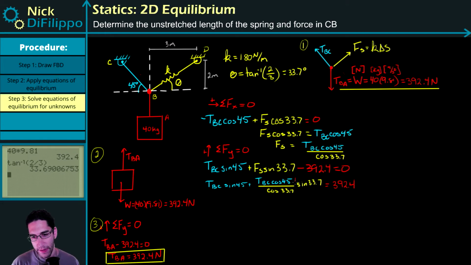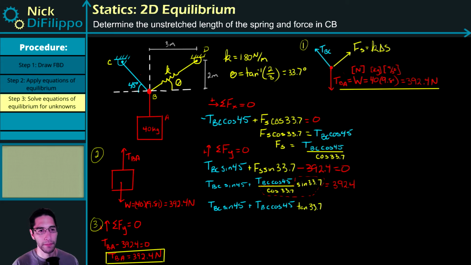Now, if you see this, this will be helpful. The sine of 33.7 divided by the cosine of 33.7 is the tangent of 33.7. So I'm going to just write that down. TBC times the sine of 45 plus TBC times the cosine of 45 times the tangent of 33.7 is equal to 392.4. Now we need to use the calculator. We need to figure out what the sine of 45 is in decimal and what the cosine of 45 times the tangent of 33.7 is using decimal.